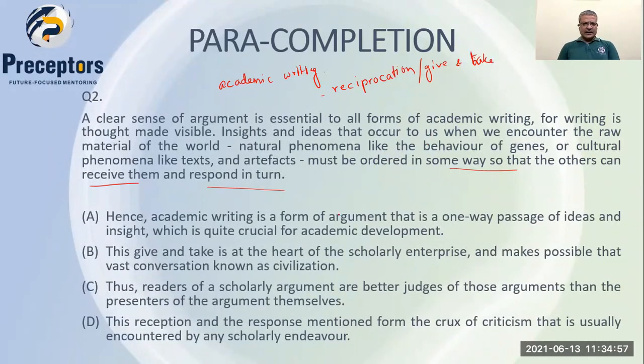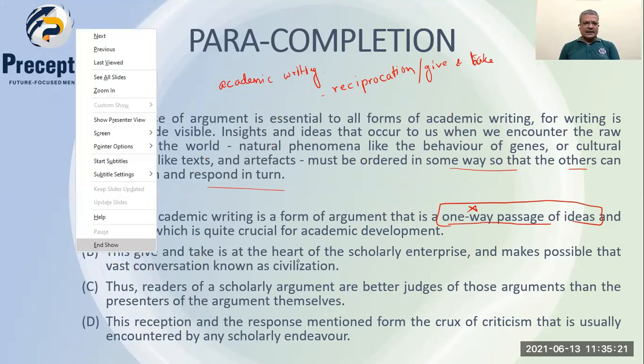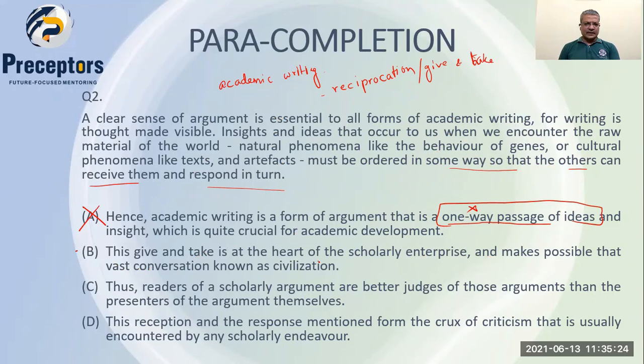Option A: academic writing is a form of argument that is one way. No, this is not a one way passage of ideas. It clearly says that others can receive them and respond. So, this is a wrong concept. Therefore, A can be eliminated. This give and take is at the heart of the scholarly enterprise and makes it possible that the vast conversation of civilization can be there because it takes into account whatever we are doing. Option C: thus, the readers of a scholarly argument are better judges than those. There is absolutely no comparison given in the paragraph. This introduces a comparison, therefore, I can easily rule it out. So, C is ruled out.